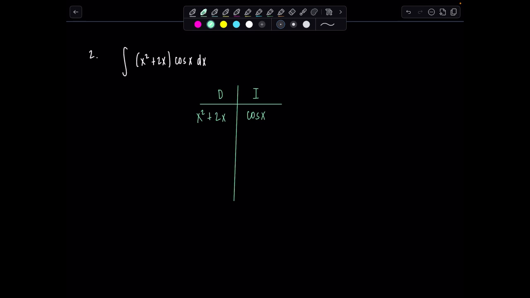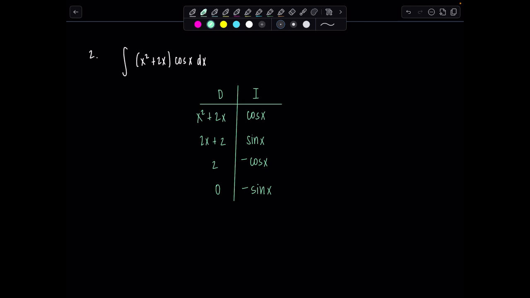Okay, here we go. So derivative of x squared plus 2x. 2x plus 2. Good job. Keep going. Derivative of 2x plus 2. 2, yes. And one more time, derivative of 2, 0. Okay, so I took 3 derivatives. Now I need to antidifferentiate 3 times as well. So antiderivative of cosine x, sine x, very good. One more time, negative cosine x. Last time, negative sine x.